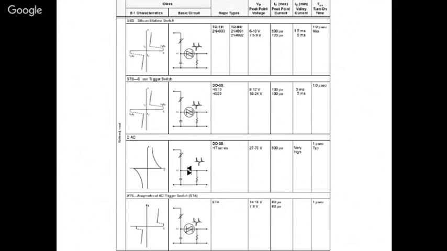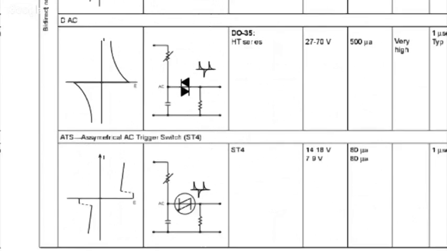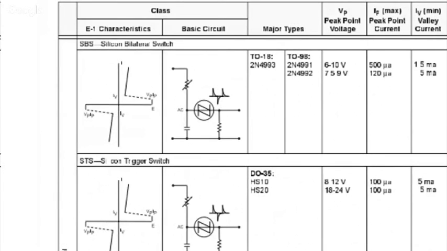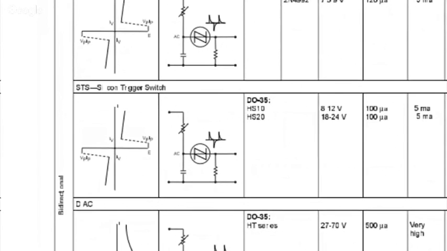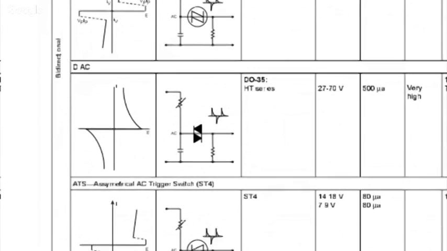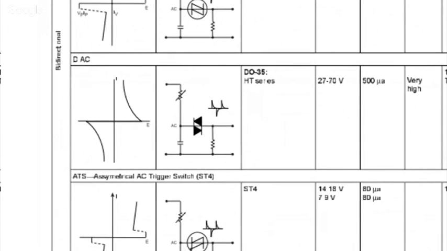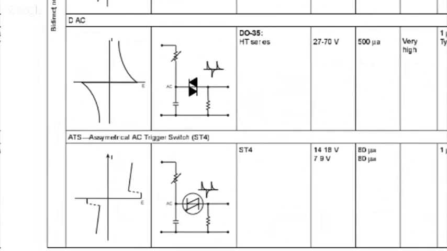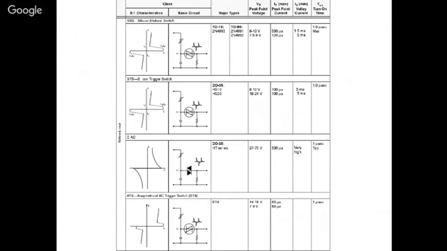Similarly, you have the SBS. You can see here SBS, that is silicon bilateral switch, and you have the STS, silicon trigger switch. DIAC is there. STS, that is asymmetrical AC trigger switch. These are some of the switches which are used. Actually, these are the firing circuits which you can use for firing a thyristor.